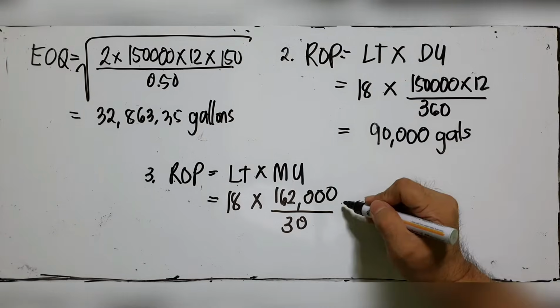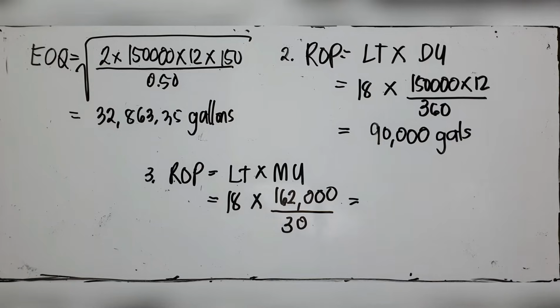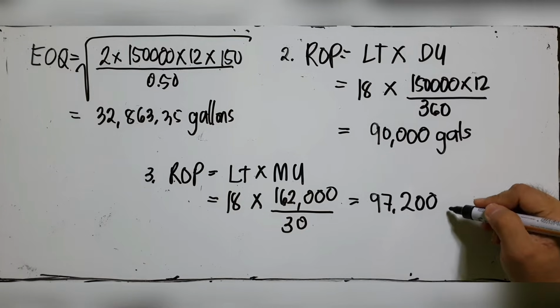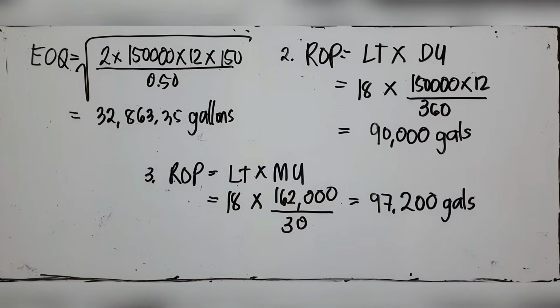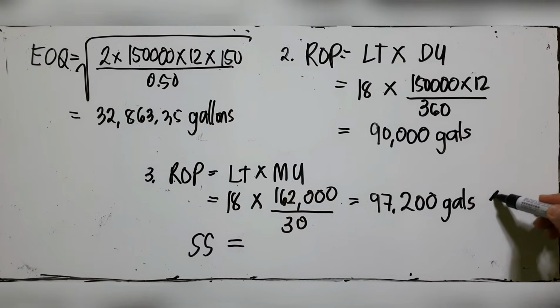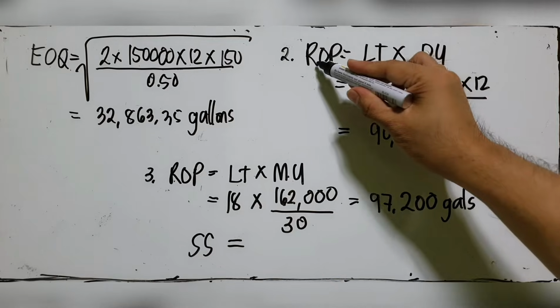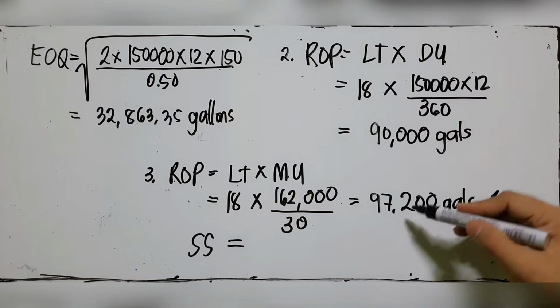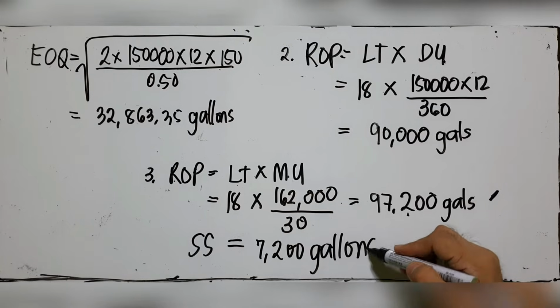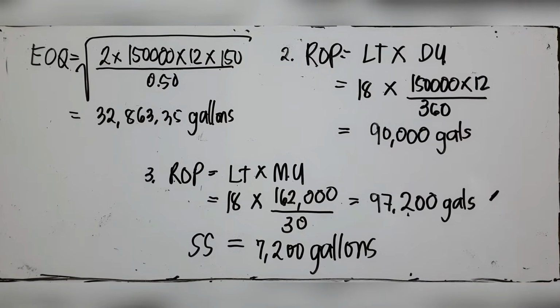maximum usage. So, the answer is, ang reorder point natin ay, wait lang, so 162 times 18 divided by 30. So, the answer is 97,200 gallons. Reorder point po yan. So, ang safety stock natin is the difference of the reorder point at maximum and reorder point at daily usage. So, the difference is 7,200 gallons. So, that is our buffer or safety stock.